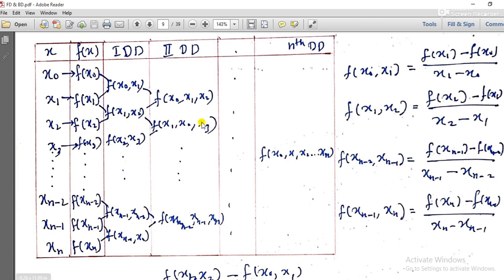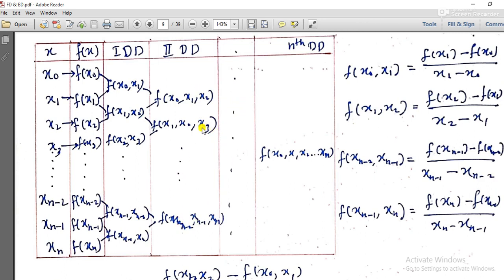So you can subtract these two values and so on. For example, f of xn-2, xn-1, and xn is f of xn comma xn-1 minus f of xn-1 comma xn-2, divided by xn minus xn-2. So this gives the divided difference value.